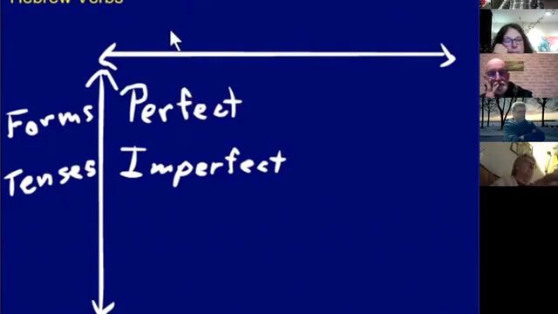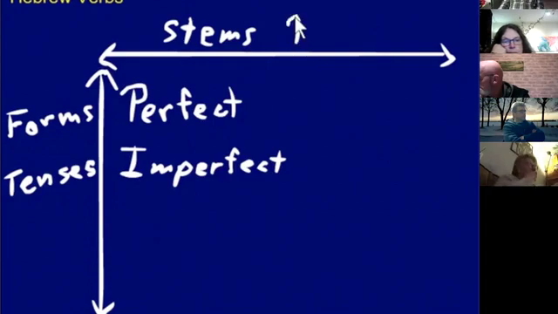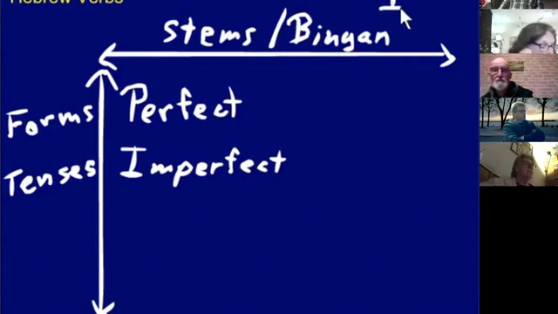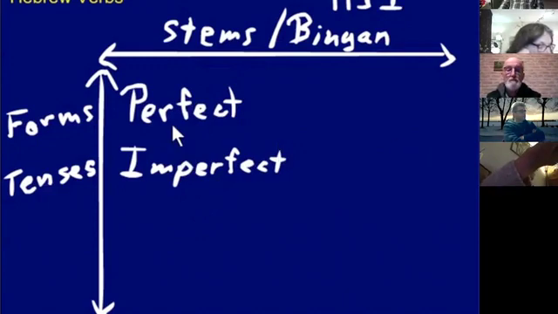Along the top here are something called stems. Oh, this is terrible. Stems, or binyan. I'll probably use the word binyan just because I'm used to that. This is the Hebrew word, binyan or binyanim for the plural. Binyan comes from bana, which means to build or to construct. Okay, let me talk about this column first, or rather these rows as we go down, then we'll talk about the columns afterwards.